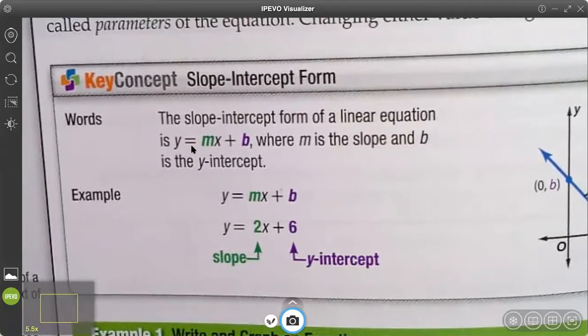Slope-intercept form is y equals mx plus b, where the variable m stands for the slope and the variable b stands for the y-intercept. So we start with a form y equals mx plus b, but once m and b are replaced with actual numbers, we have what we need to graph it.